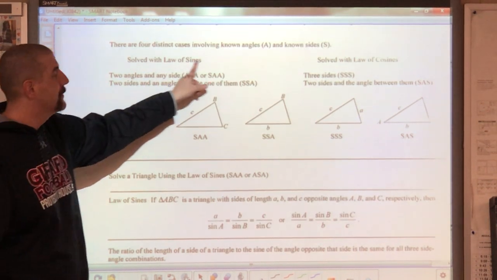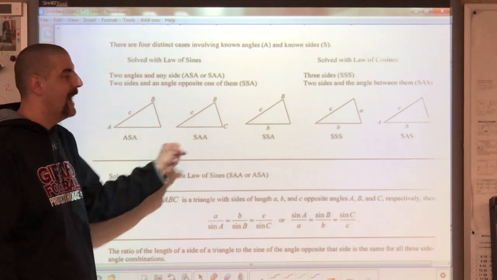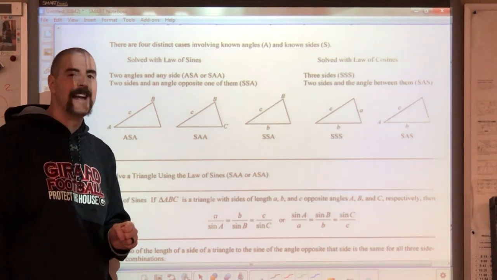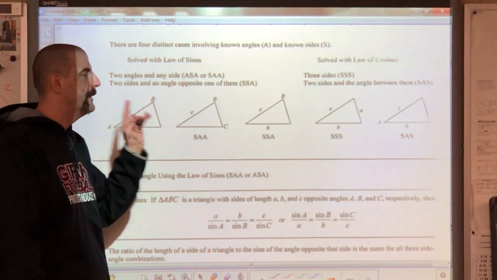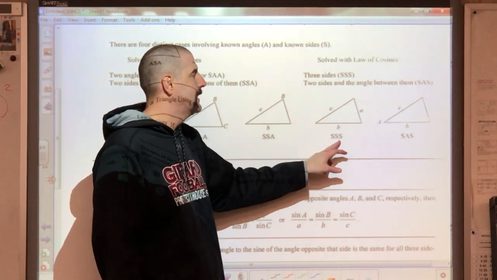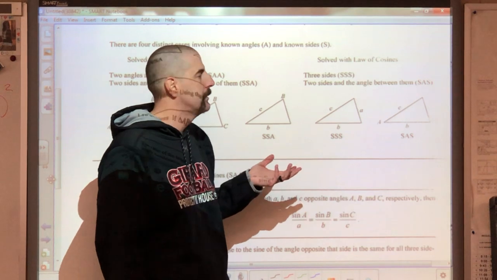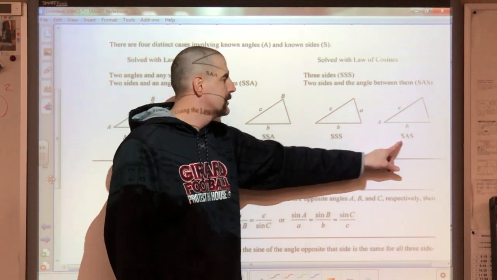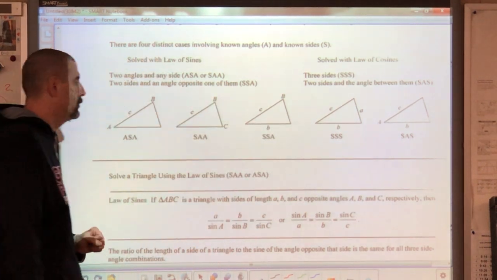If you have angle, side, angle, or side, angle, angle, or side, side, angle, any combination of those will be law of sines. If you have 3 sides, which would be side, side, side, or 2 sides and the angle between them, side, angle, side, you will use law of cosines.